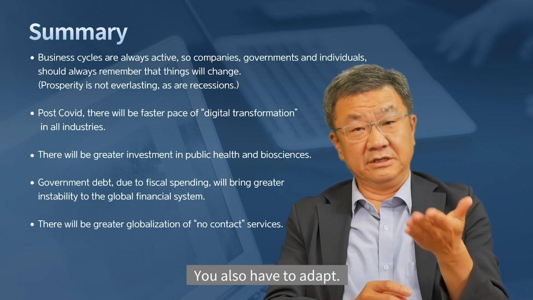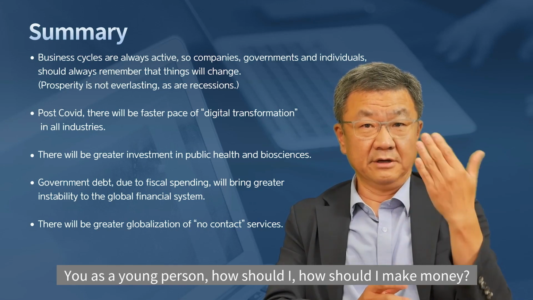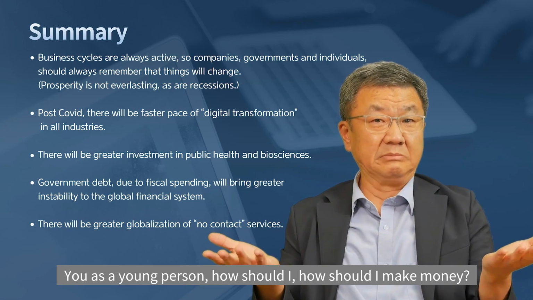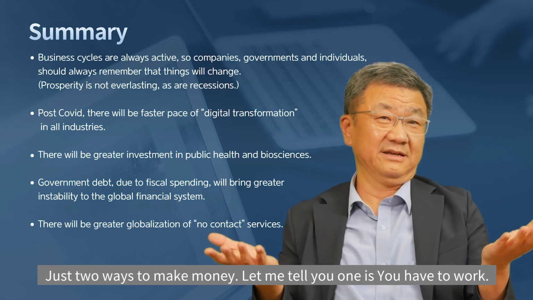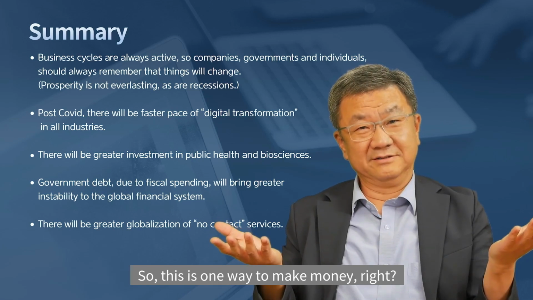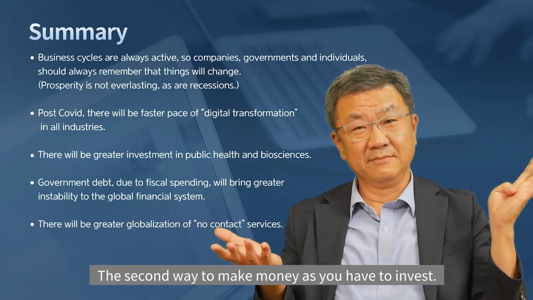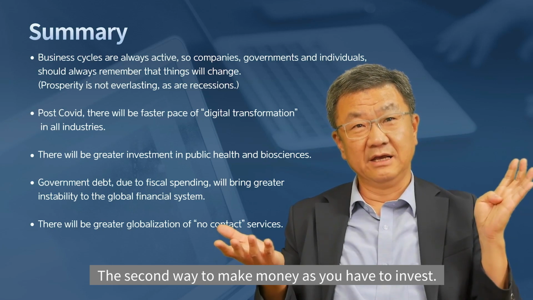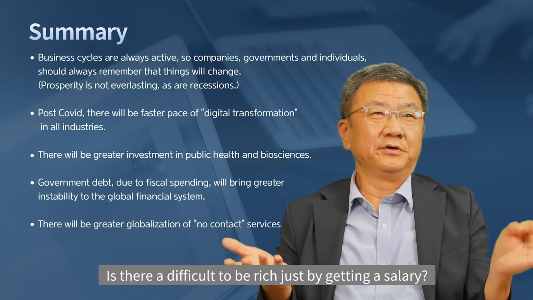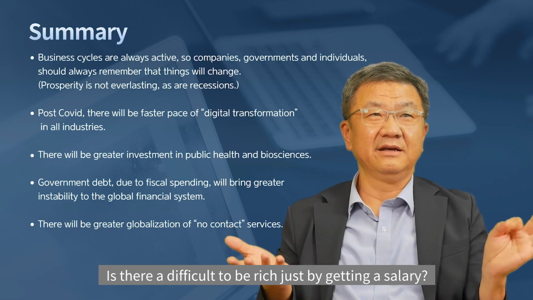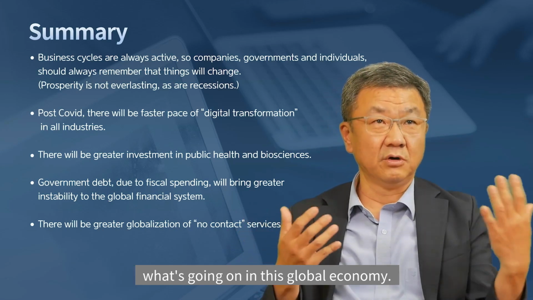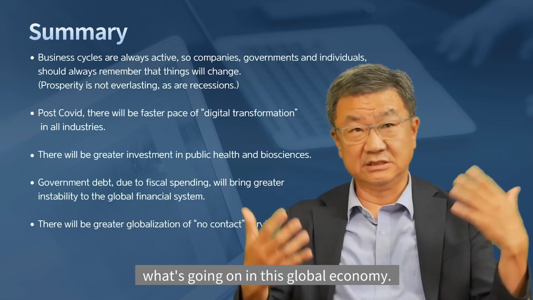You also have to adapt. You as a young person, how should I make money? There are just 2 ways to make money. Let me tell you. One is you have to work. So this is one way to make money, right? The second way to make money is you have to invest. It's very difficult to be rich just by getting a salary. You have to invest. But if you want to invest, you need to know what's going on in this global economy.